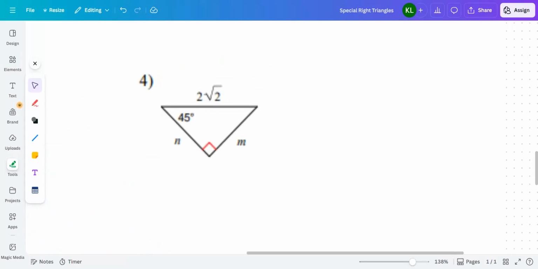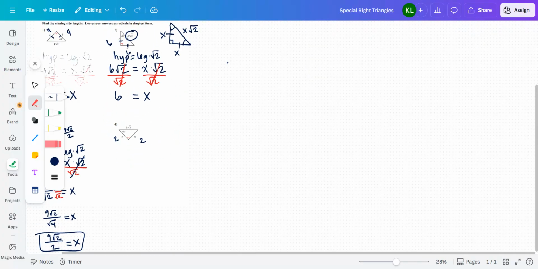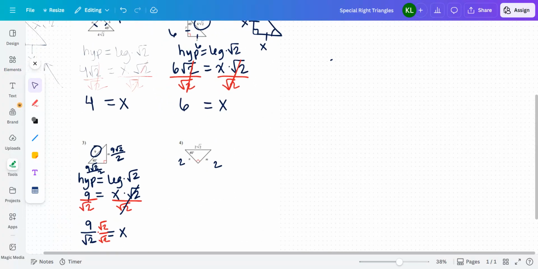Let's look at number 4. Okay, with number 4, we have that hypotenuse. It's 2 square roots of 2. If you notice the patterns, you could just say that n is 2 and m is 2. And we've already worked a couple out using the algebraic strategy. Here, I'm just going to go ahead and use that pattern to move on.